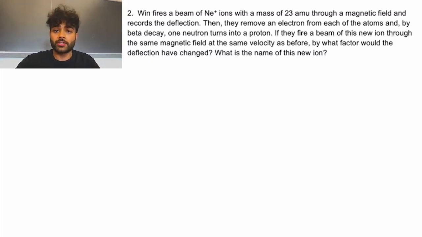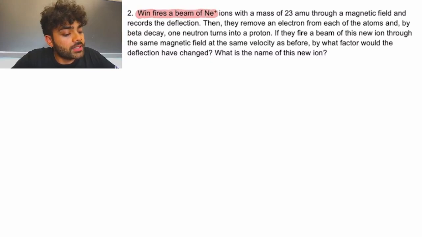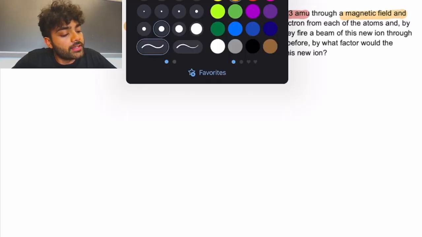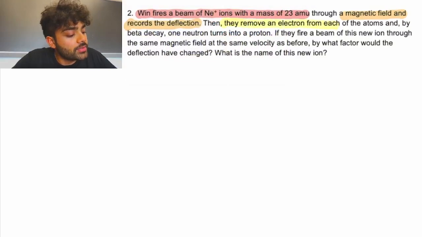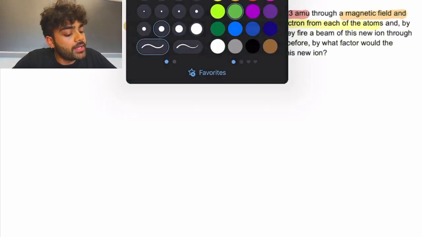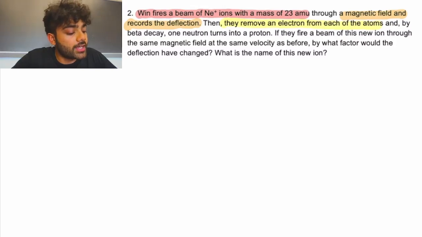So as always, I'm going to read the question and highlight the important information. So Wind fires a beam of Ne plus ions with mass 23 AMU through a magnetic field and records the deflection. We are told that they then remove an electron from each of the atoms and that by beta decay, which is a type of radioactive decay, one neutron turns into a proton.